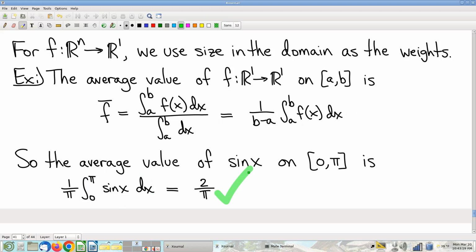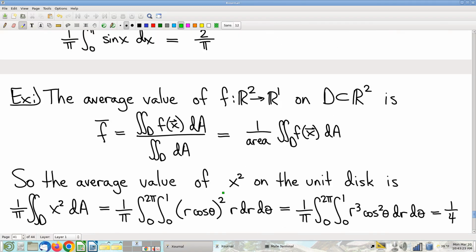Okay, cool. Same concept if you have a function of two variables. Same idea. We're going to use size in the domain as our weights. That's all it is. It's just that now, because I'm looking in two dimensions, this is a function of two variables, size is now area instead of length. Everything else is morally equivalent. Again, the denominator simplifies. That's a nice little convenience.